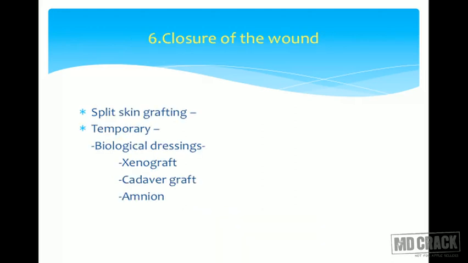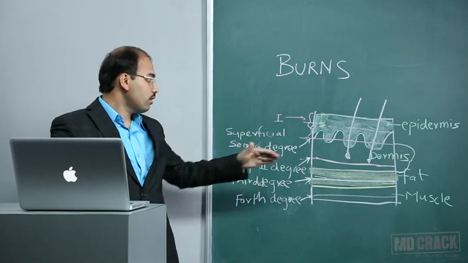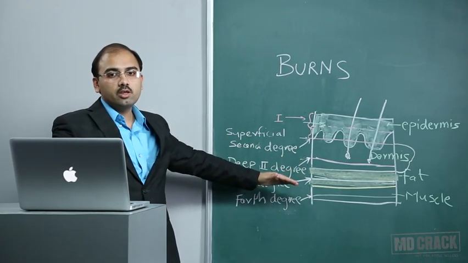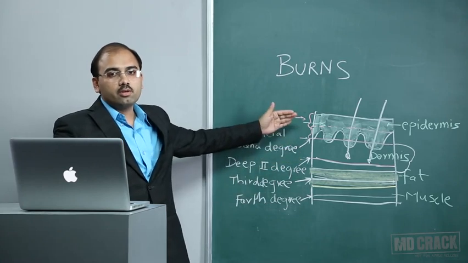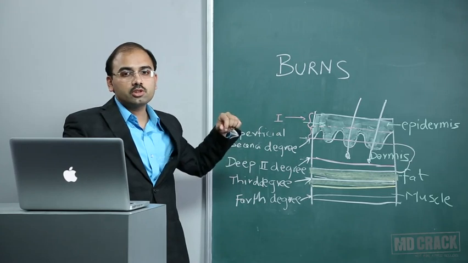For closure of the wounds, you can do split skin grafting, and temporary biological dressings can be applied like xenograft, cadaver graft or amnion. So split skin grafting can be done for second degree deep dermal burns. But the choice of treatment for superficial first degree burns is covering with soaked or moist solutions.